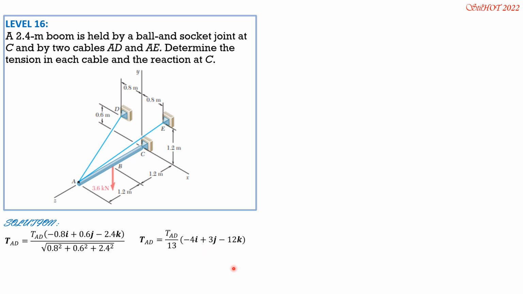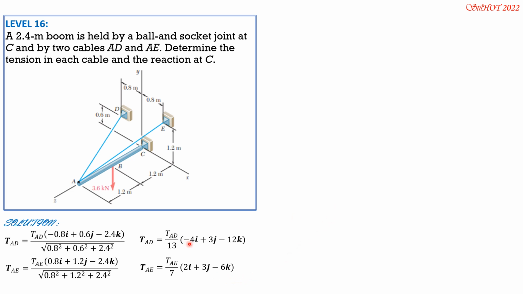Then tension AE in vector form is magnitude of tension AE times quantity 0.8 I plus 1.2 J, then minus 2.4 K over square root of 0.8 squared plus 1.2 squared plus 2.4 squared. So simplifying, tension AE is equal to tension AE over 7 quantity 2I plus 3J minus 6K.